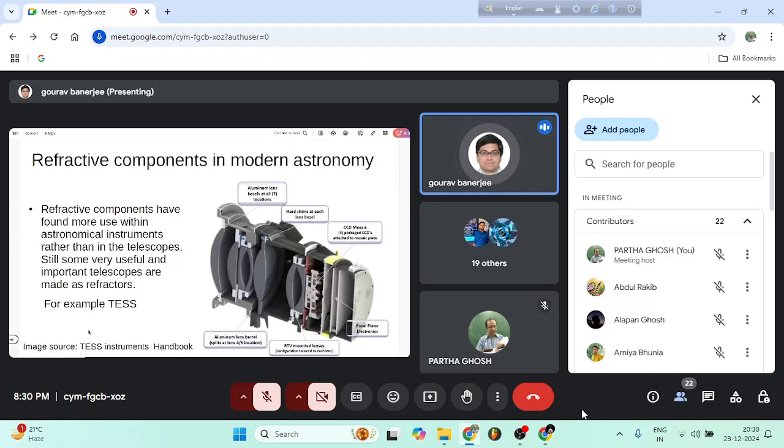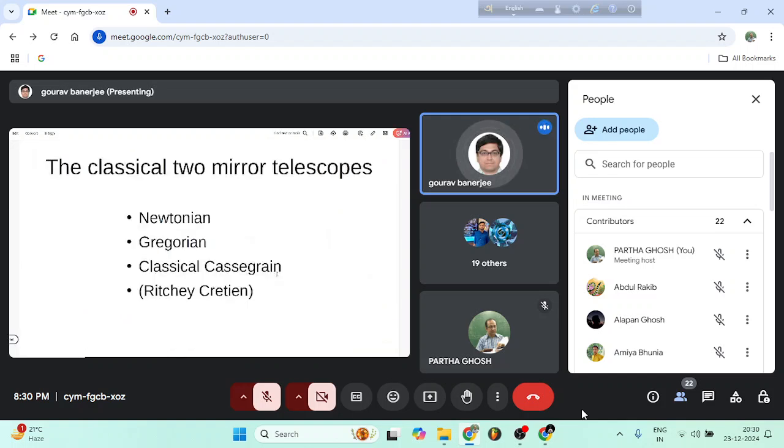One of them is the TESS instrument. It's an exoplanet hunting mission, and you see the optical chain of this thing is made entirely of lenses, and then this red thing that you see here is the detector. So it's a fairly complex thing, but again, this was what was needed. So this is the present state of refractive components. They are fairly capable, but just not in very large diameters. If you want large diameters, then you have to go to reflective telescopes.